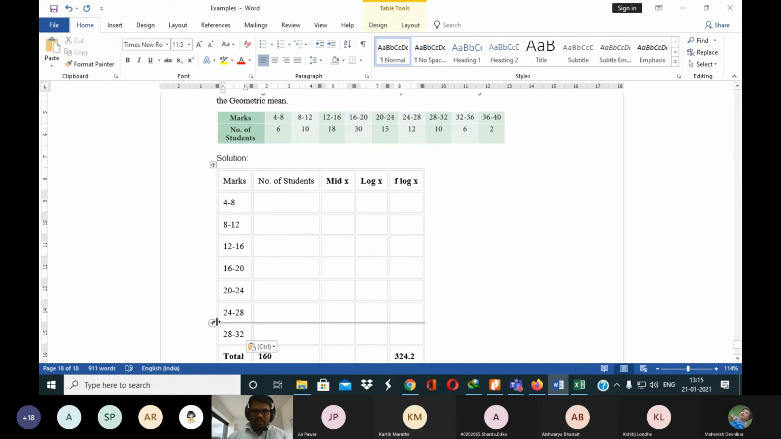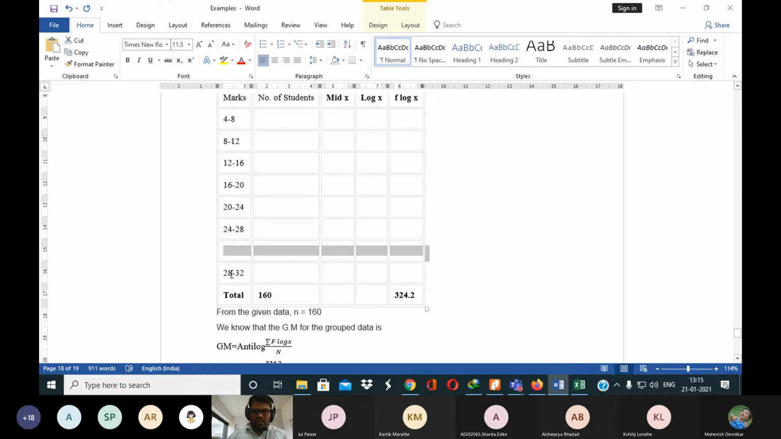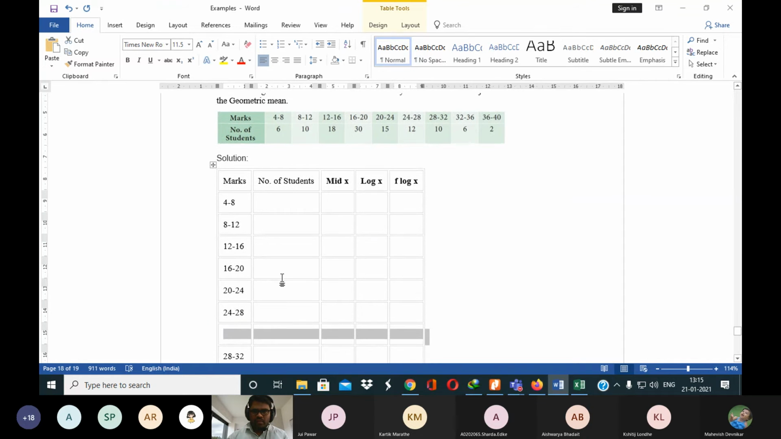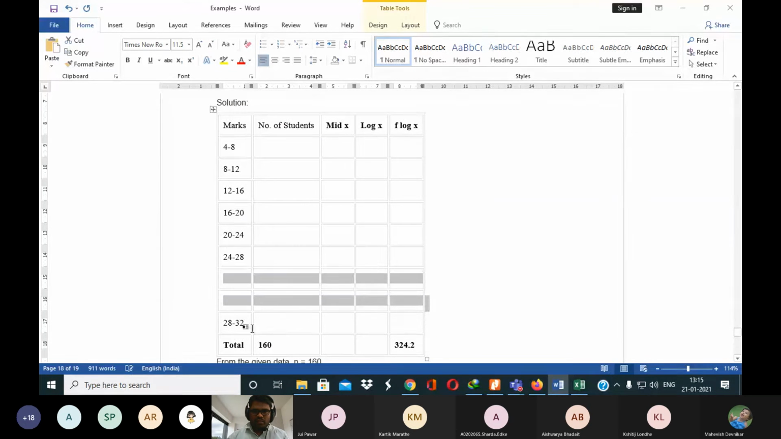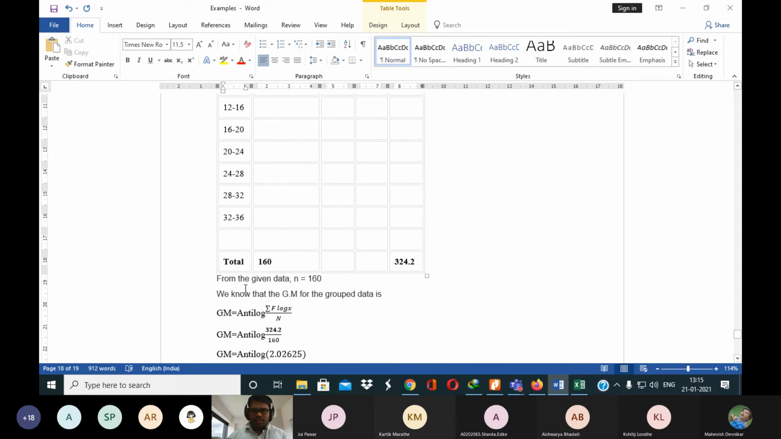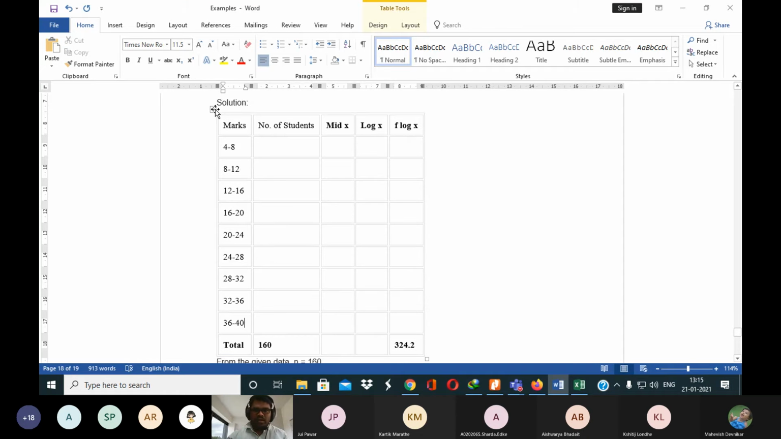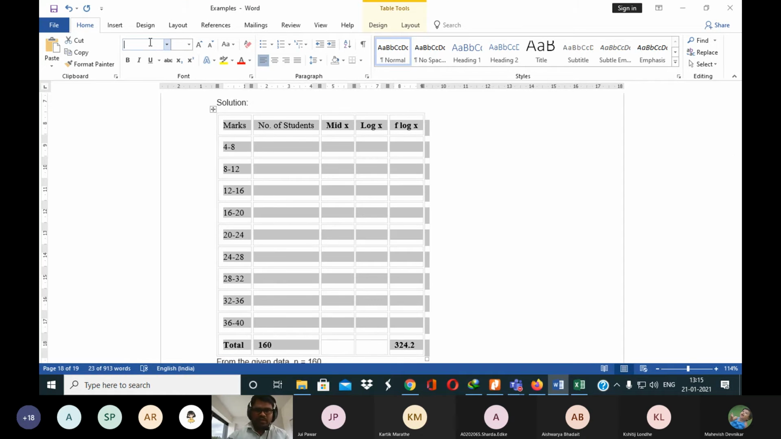Again, I need to add two more rows. Then 32 to 36 and 36 to 40. Okay, in this way you have written all the items which are given to you.